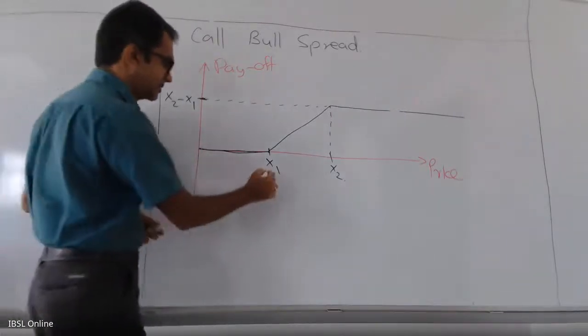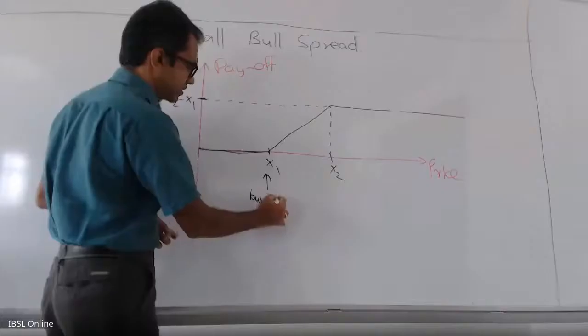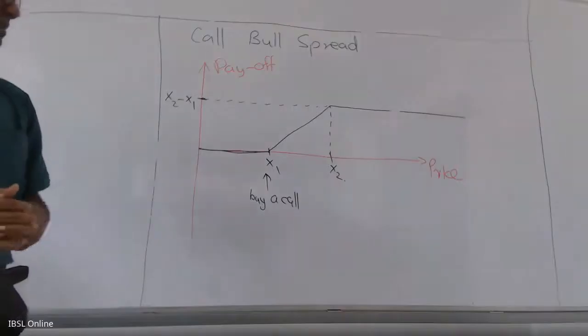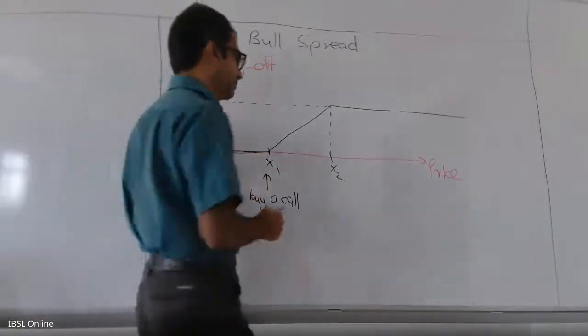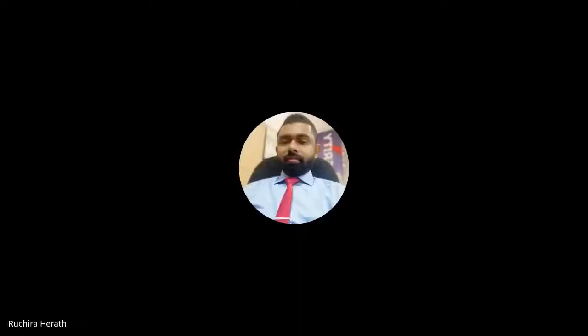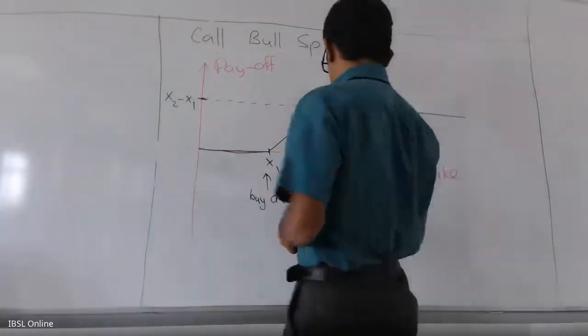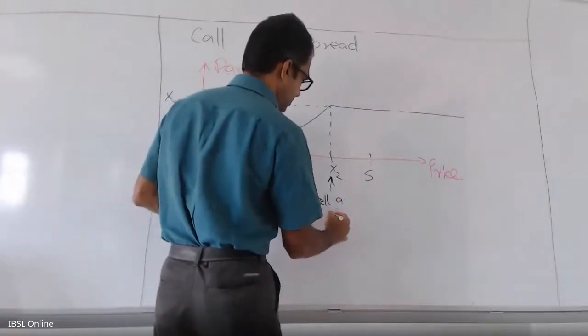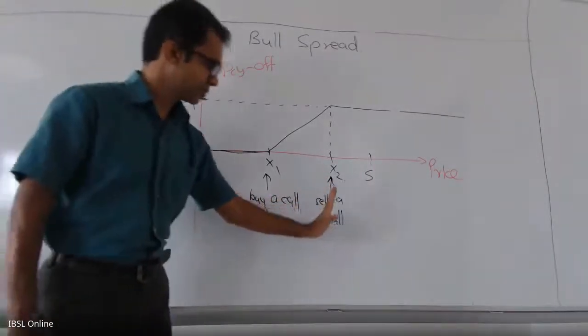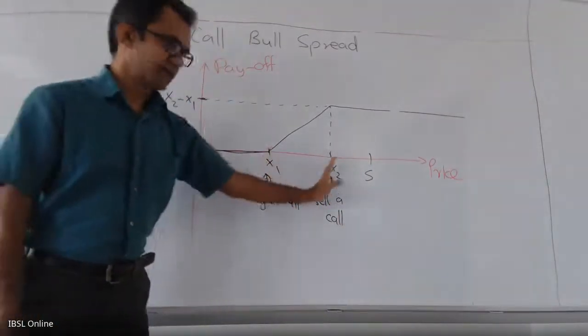Why does the payoff remain at x2 minus x1 at this level? The reason is, when the price is somewhere here, what would happen? You buy a call here, and you sell a call here. That's what you have done. You have bought a call and you have sold a call at two different strikes.